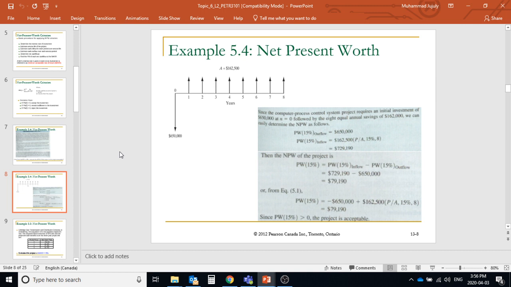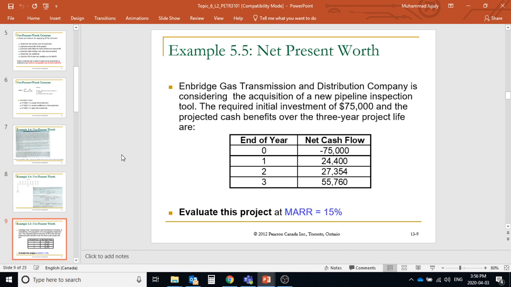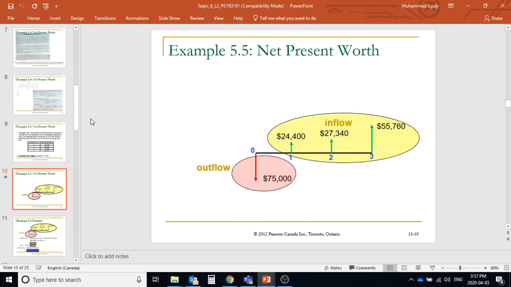Now let's see. Here we have the present worth, then we have calculated the present worth, and that is a positive value, 79,000. Okay, that means the project is acceptable. Let's go to another example. We already have done this example, but it says the MARR is 15%. We have the net cash flow again, to see if the project is viable or not.